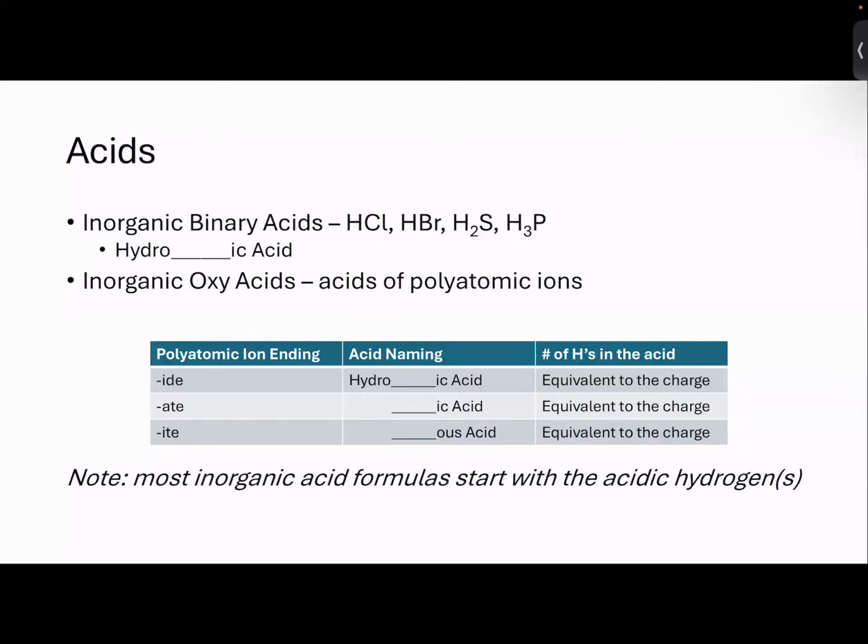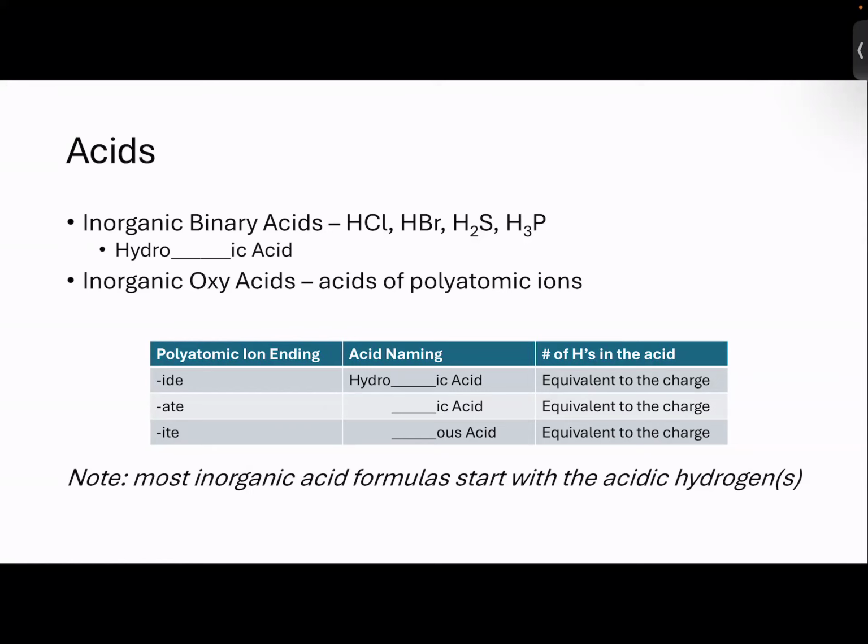meaning you replace the ending ide with hydro-ic acid. If your polyatomic ion ends in ate, then you replace the ate with ic acid. So sulfate becomes sulfuric acid. Phosphate becomes phosphoric acid. Nitrate becomes nitric acid.